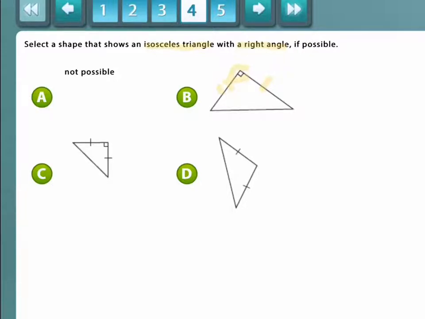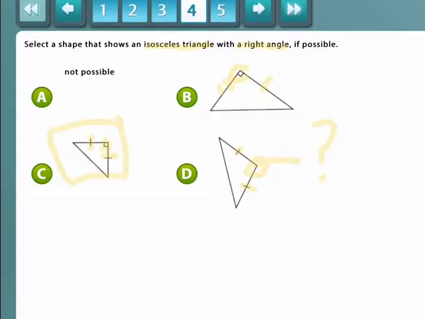and length or not. But option C, we do see that it has a right angle, and it shows us that it is also an isosceles triangle because two sides are the same. Option D, it shows that it is an isosceles triangle, but it doesn't give an indication of what the measurement of that angle is right here. So we don't know if this angle is right or not.